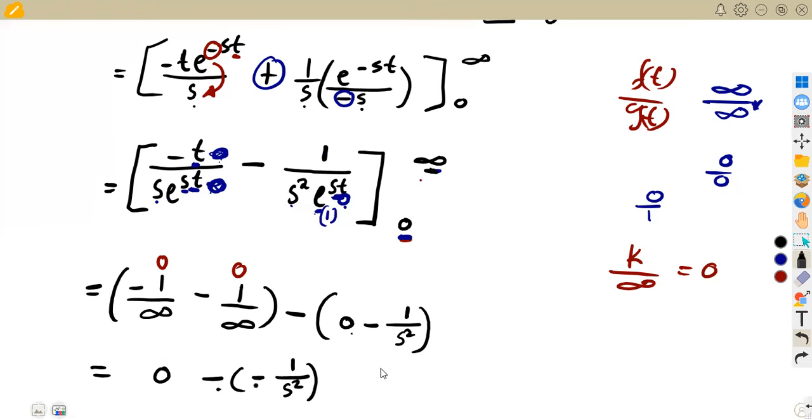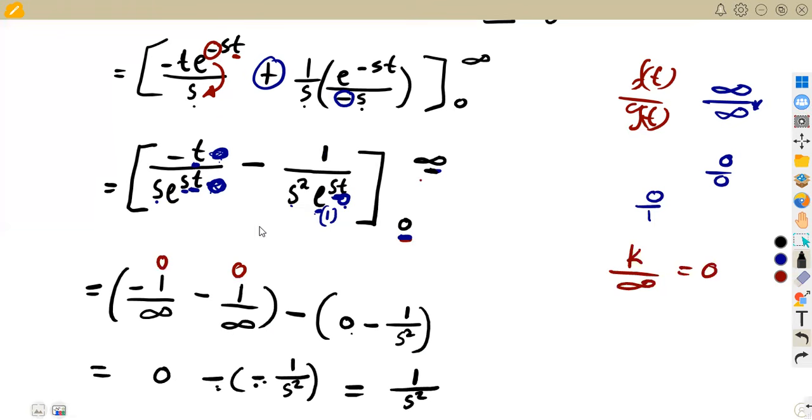That's 0 minus minus, which is going to give us a positive 1 over s squared. Minus and minus, that's a positive. So our answer is going to be 1 over s squared in this case. That's how you apply the Laplace.